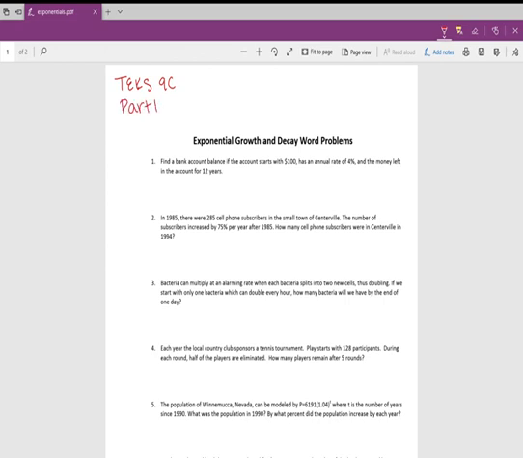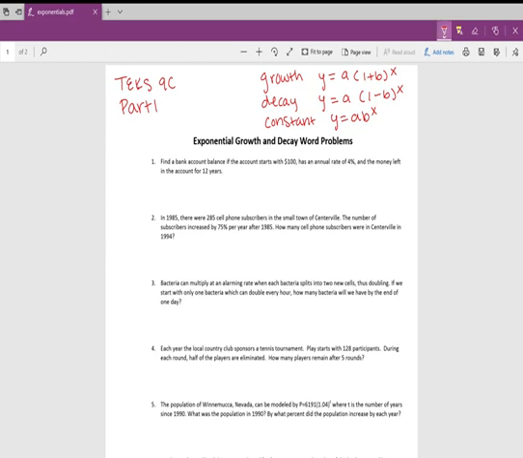Before we get started, I want to remind you guys of the formulas that we learned yesterday. So remember, for growth, it was y equals a(1 plus b) to the x power. Decay was y equals a(1 minus b) to the x power. And then our constant, which is y equals ab to the x power.